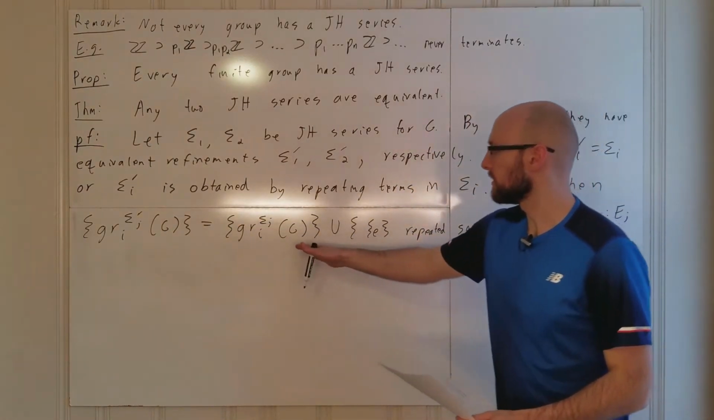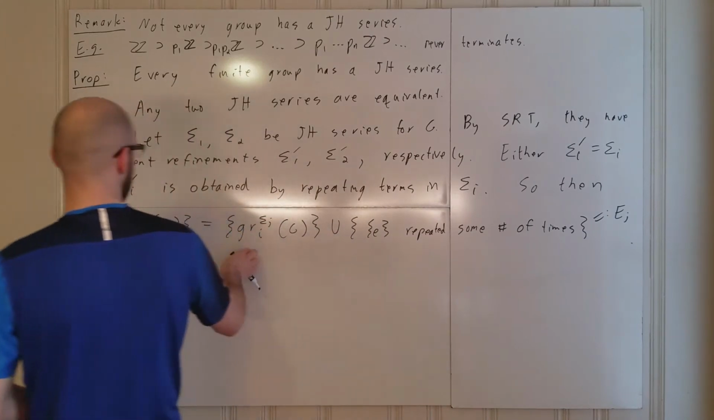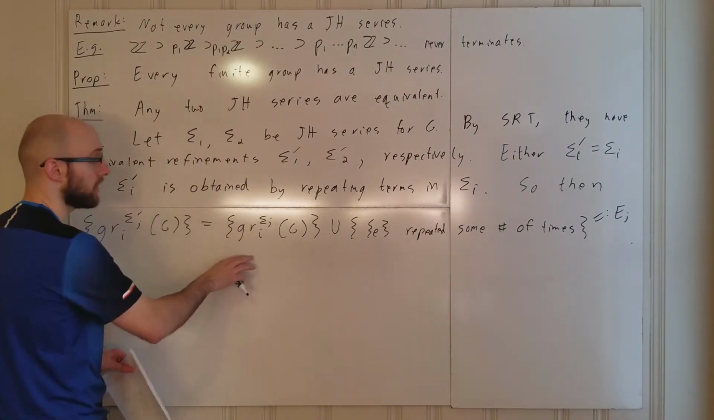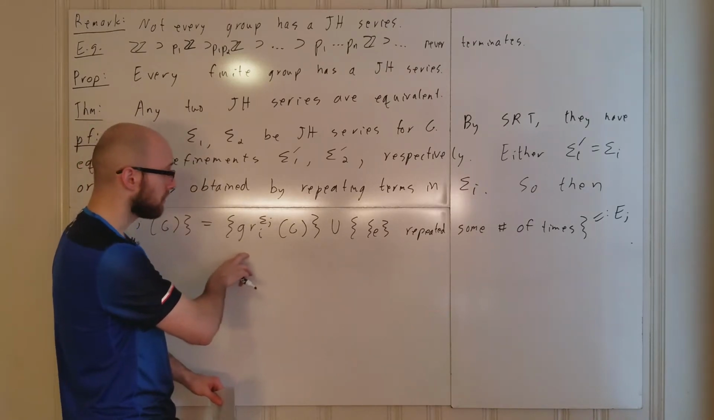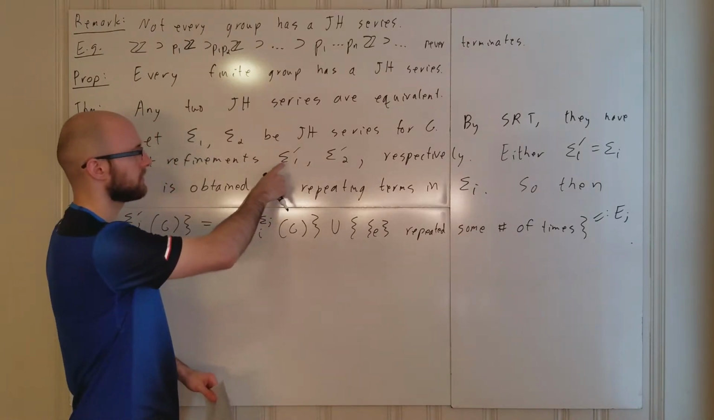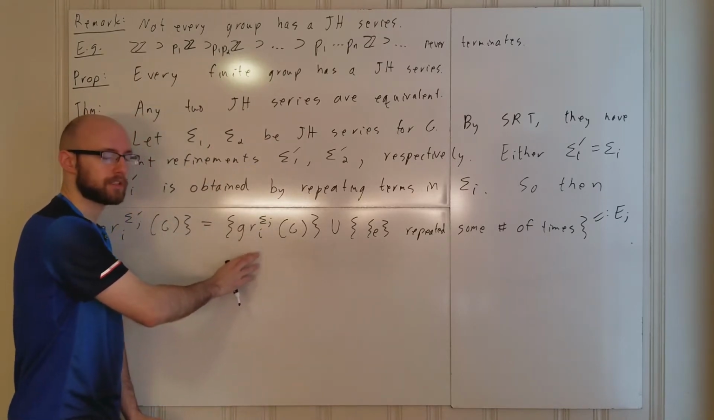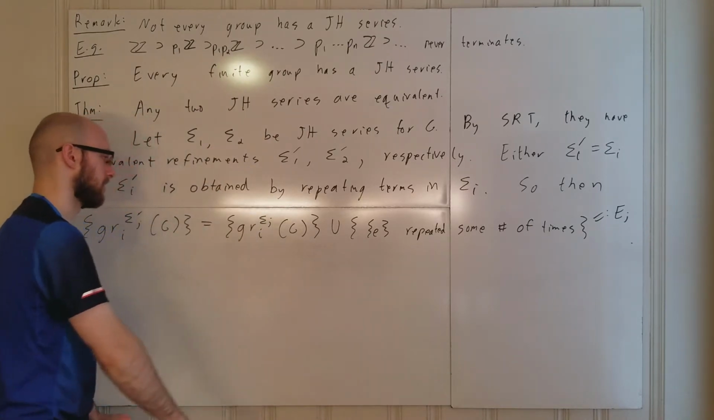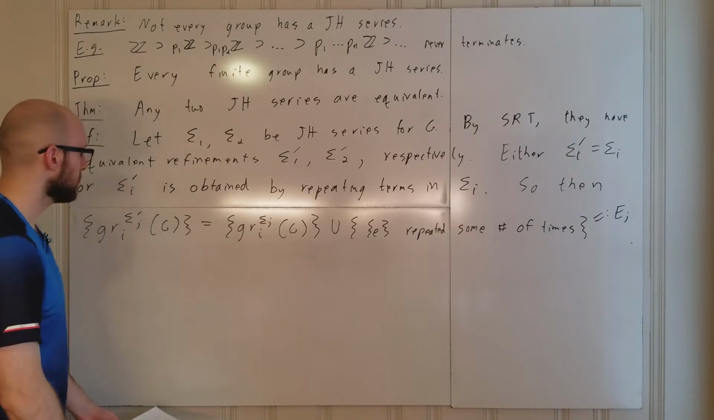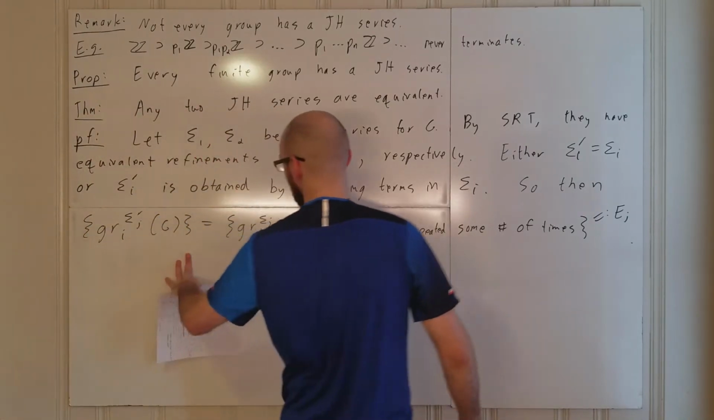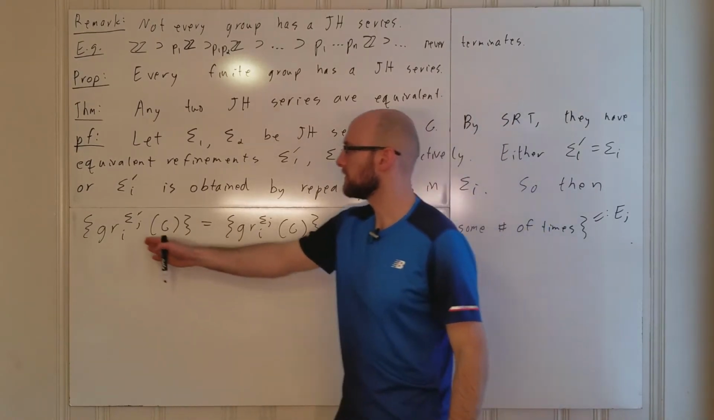Okay, so we've got some of these which came from sigma j, and note that since sigma j is a Jordan-Holder series, all of these graded pieces are simple, and in particular they're not the identity. So we have this description for the graded pieces of sigma j prime.